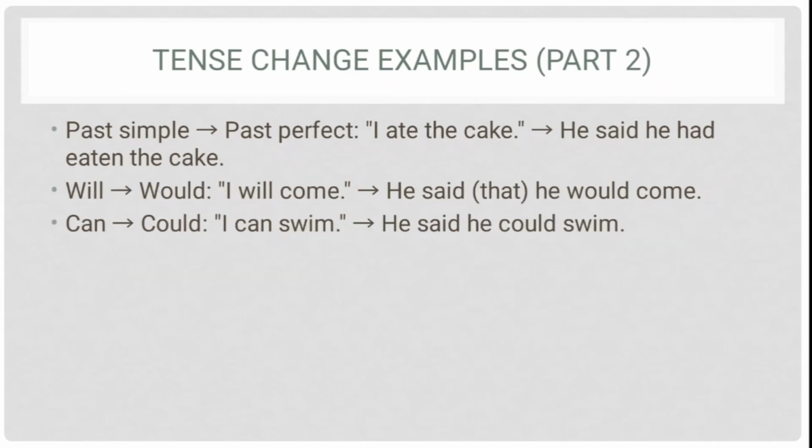Tense change examples. Now let us see more tense changes. Past simple becomes past perfect. "I ate the cake" becomes he said that he had eaten the cake. Will changes to would. "I will come" becomes he said that he would come. Can changes to could. "I can swim" becomes he said that he could swim.